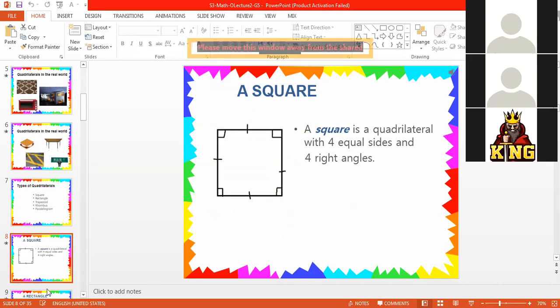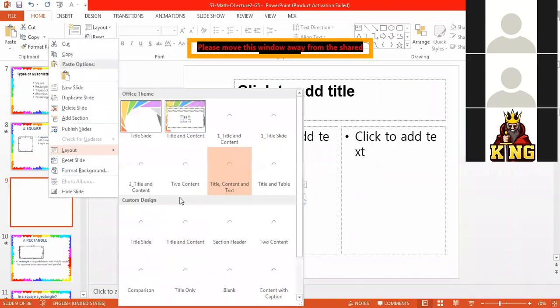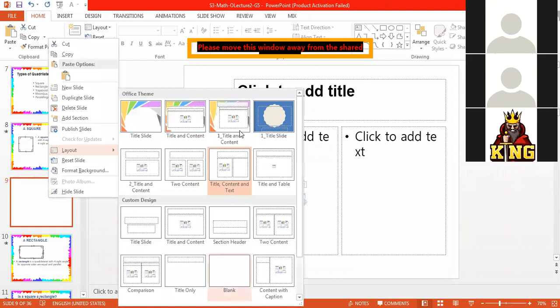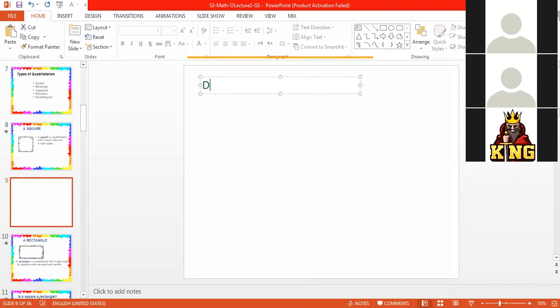If I ask you, for example, guys, I want you to draw a square. Its name is EFGH, for example.